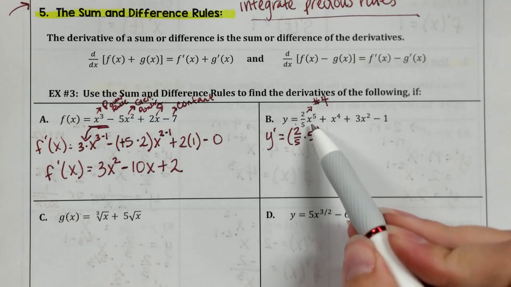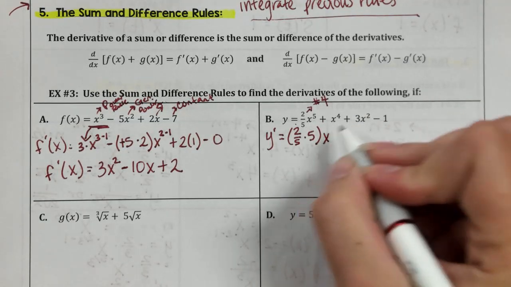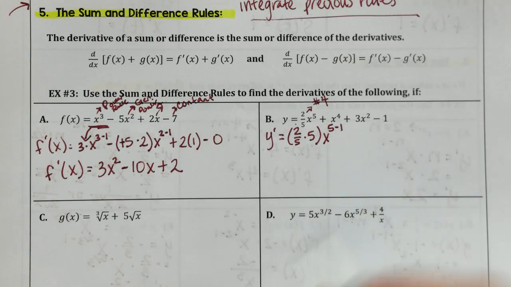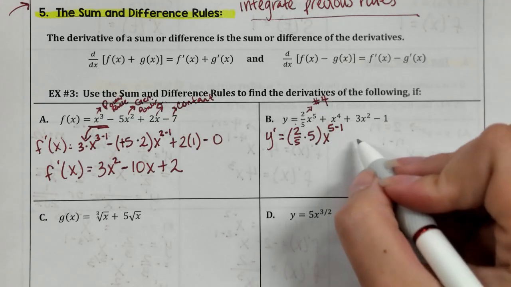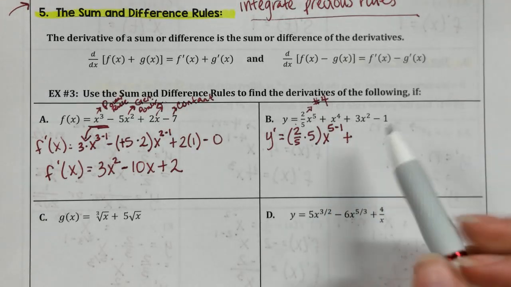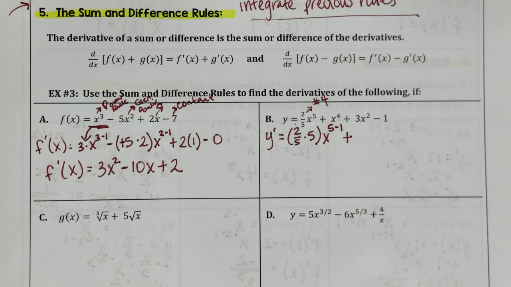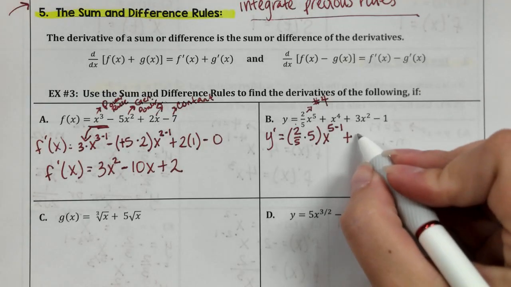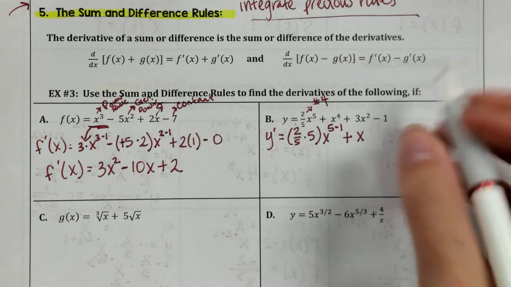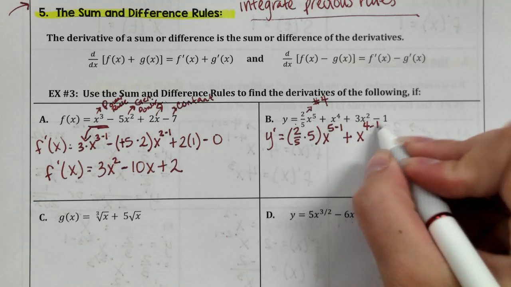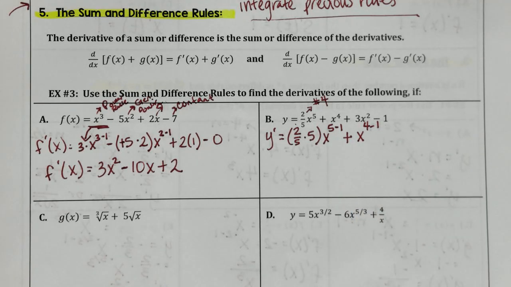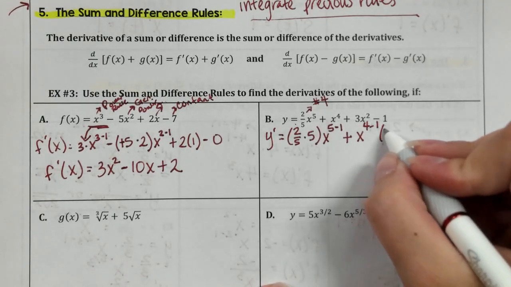And then I have x to the 5 minus 1 power. Moving on to our next one. We have x to the 4th power, so we're going to be using our power rule. So I'm doing x to the 4 minus 1 power. Actually, it's 4 times x to the, we're just going to add a 4 here, it's okay.